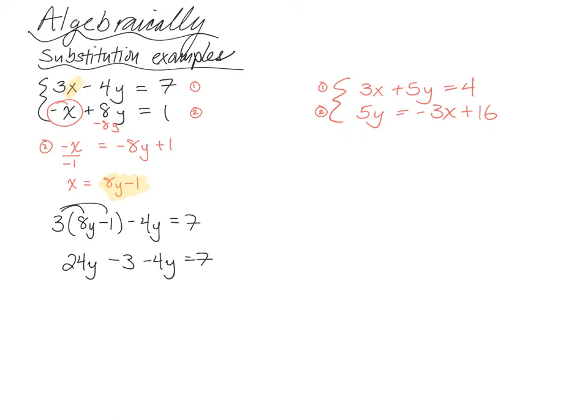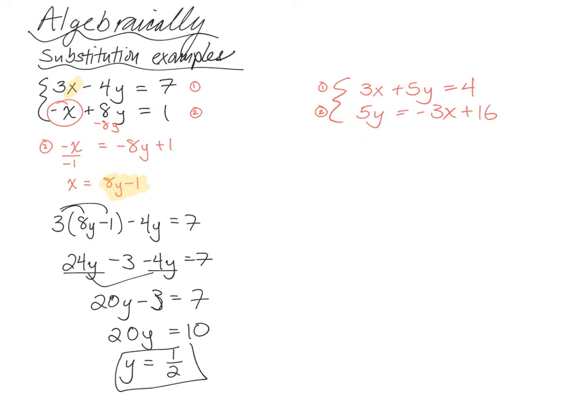So what do we do from here? I guess we can combine these y's together. That'll be 20y minus 3 equals 7. We can add 3 to both sides to get rid of that minus 3. And then we can divide by 20. So y equals 10 divided by 20 is 1/2. Ooh, fractions. All right, well, sometimes you have to deal with it.